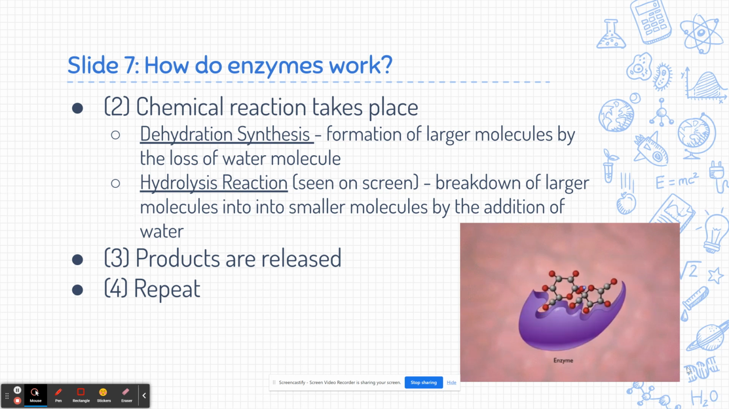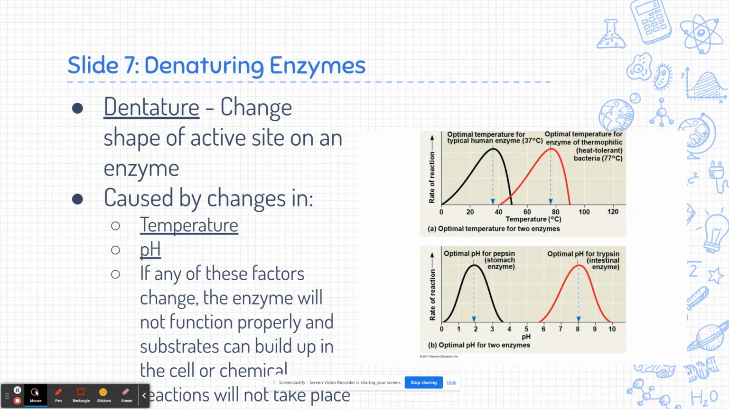then a hydrolysis reaction will take place that requires one water molecule for every bond that needs to be broken. In the case of the animation on your screen, only one water molecule is necessary because only one bond is broken. Once completed, the products are released and the enzyme will wait for the next substrate to complete the next chemical reaction.